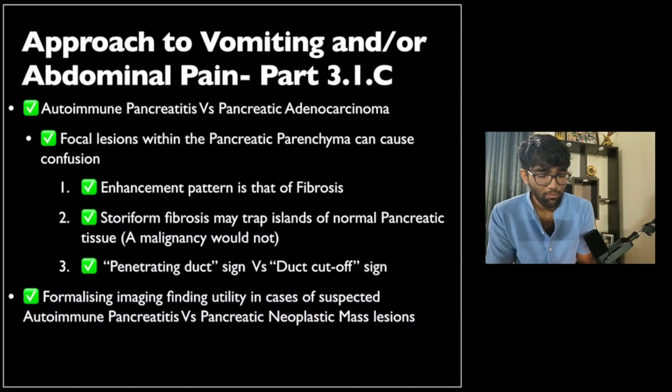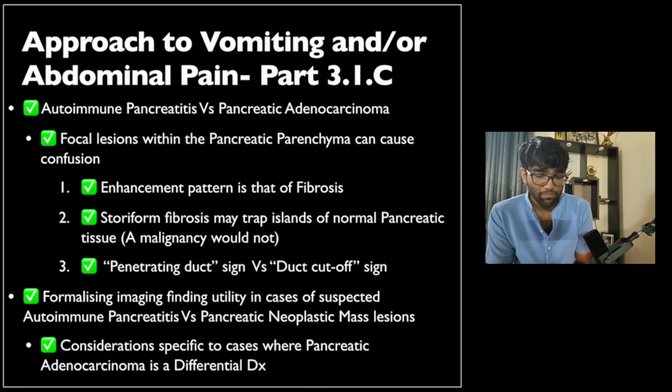Okay, so we've also formalized the imaging findings and their utility in cases of suspected autoimmune pancreatitis versus pancreatic neoplastic lesions. So we've determined that the most specific finding is actually the peripancreatic rim, and the most sensitive finding is the lack of upstream dilatation. Okay, that is based on pooled specificity and sensitivity.